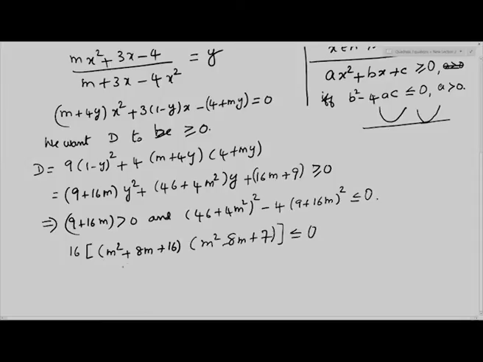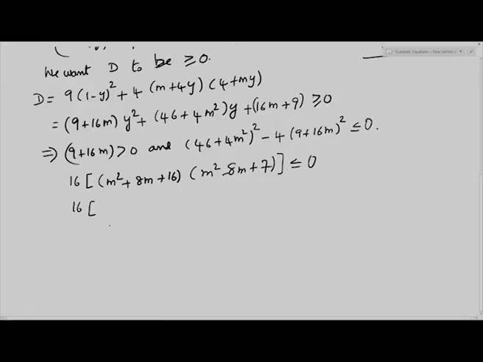Now, you look at this, these are simple quadratic expressions. So, this turns out to be (m plus 4) whole square and this one is (m minus 7)(m minus 1). This should be less than or equal to 0. So, (m plus 4) whole square is anyway non-negative for any value of m, and for this to be less than or equal to 0, we have to have m greater than or equal to 1 and less than or equal to 7. So, more precisely, m should be in the interval 1 comma 7.